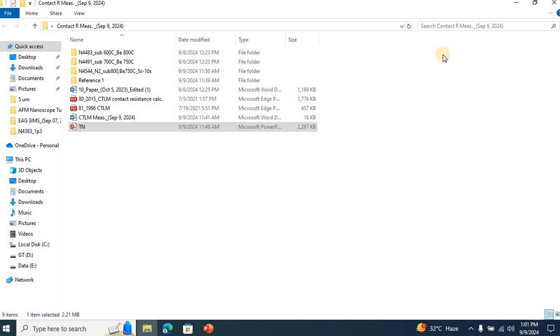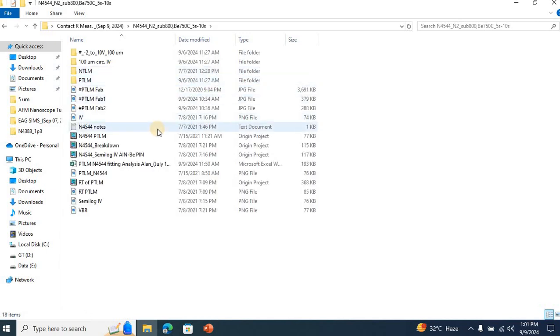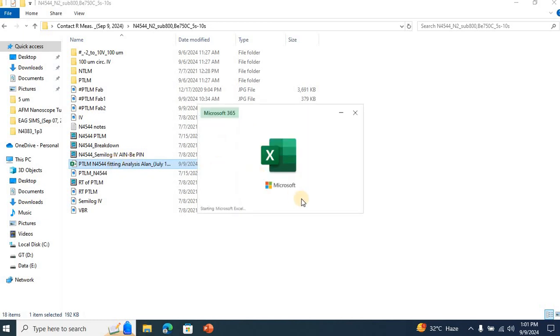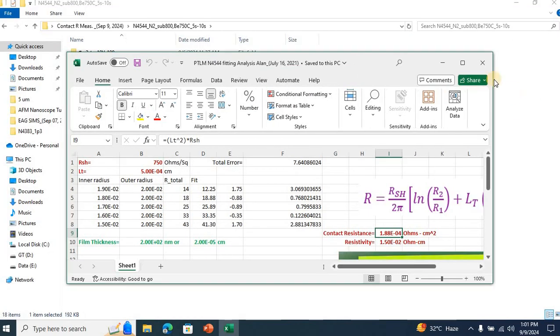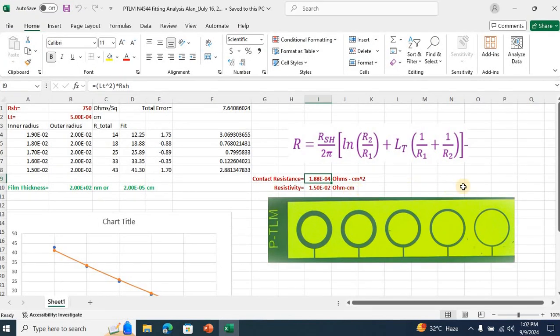By following these steps, you can effectively measure and analyze the contact resistance in semiconductor films and devices using the CTLM technique. Now let me show you a couple of examples. For example, I performed the fitting on one of my samples, and this is a P-type III-nitride film.